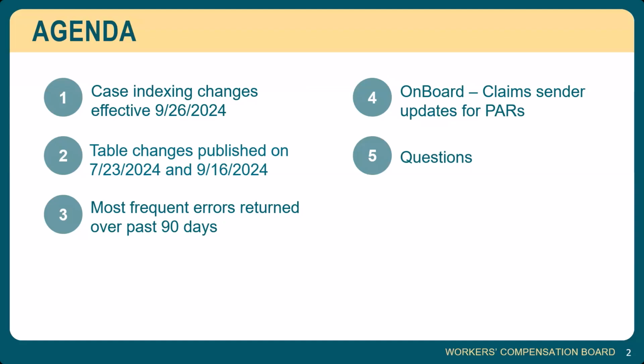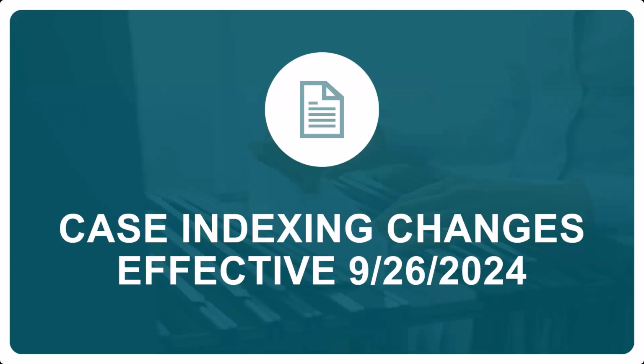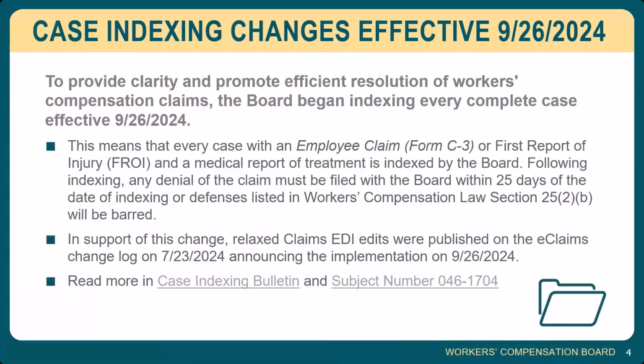So for today's agenda, we're going to go over the case indexing changes that recently became effective. We're also going to be going over table changes that were published on July 23rd and also on September 16th. And we're going to be going over the most frequent errors that were returned over the past 90 days. We're going to give you a quick update on Board Claim Center for PARS. And finally, any questions remaining that we weren't able to answer, we'll try to get them answered for you. First up is the case indexing changes.